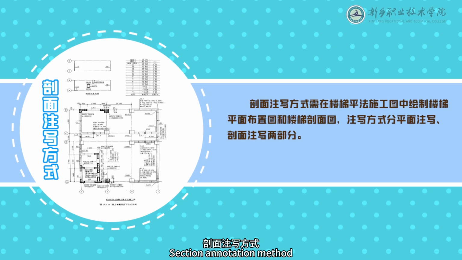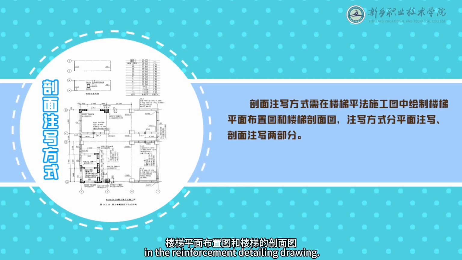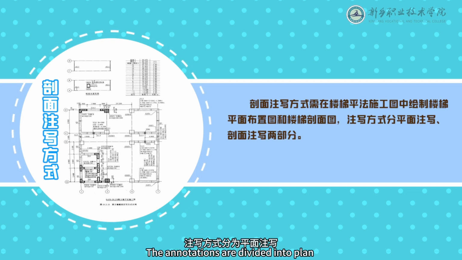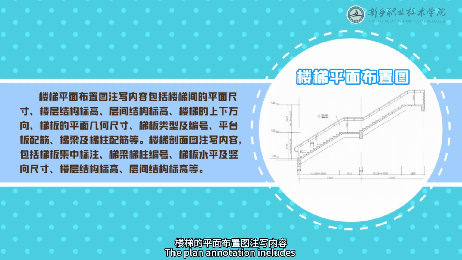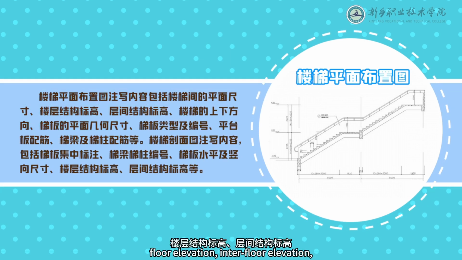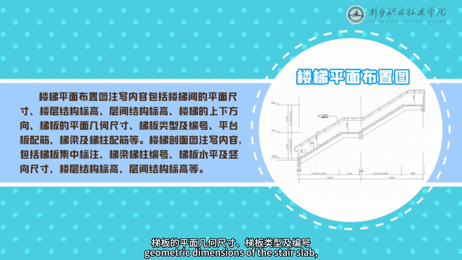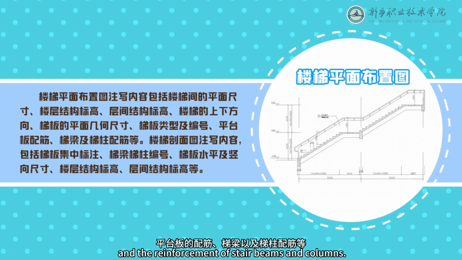Section annotation method requires drawing both the stair layout plan and the stair section view in the reinforcement detailing drawing. The annotations are divided into plan and section annotations. The plan annotation includes the plan dimensions of the staircase, floor elevation, interfloor elevation, staircase direction, up or down, geometric dimensions of the stair slab, type and number of stair slabs, the reinforcement of the landing slab, and the reinforcement of stair beams and columns.